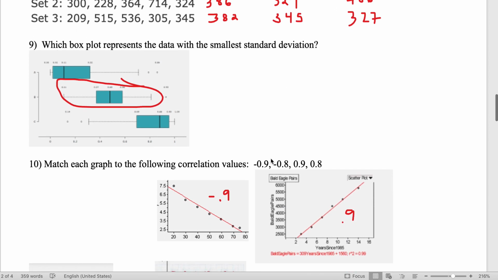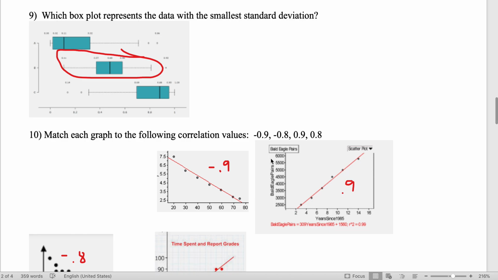Which box plot represents the data with the smallest standard deviation? You're going to want the one with the smallest box and whisker spread over the least area. In this case, what you see is, well, you know what?